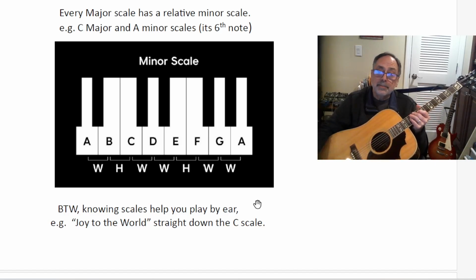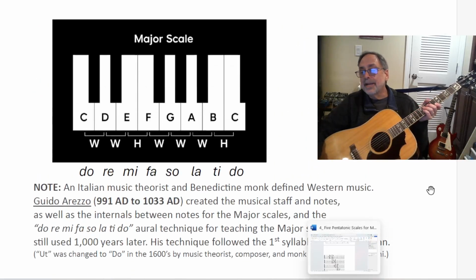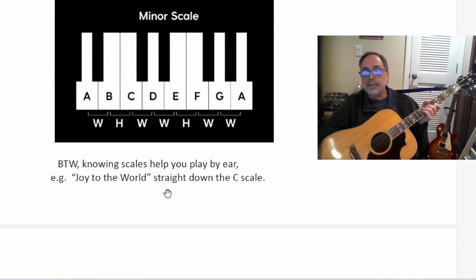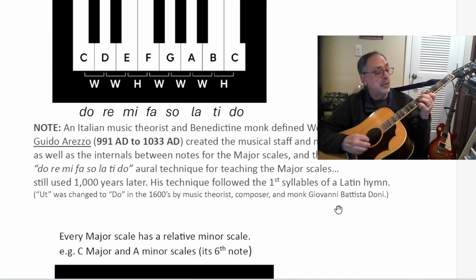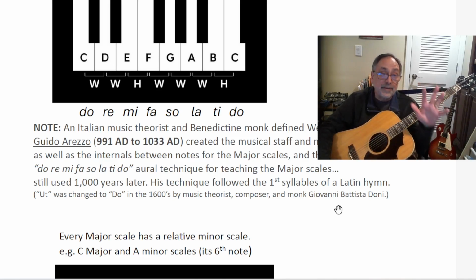And I put a little piece in here, like Joy to the World is straight down the C scale. If you go down on a piano or on a guitar, you go straight down. You need to know your scales, because scales will help you. You'll be able to play by ear more. And if you notice, if I go straight down the C scale, I get Joy to the World. Right down the C scale, 7 notes.